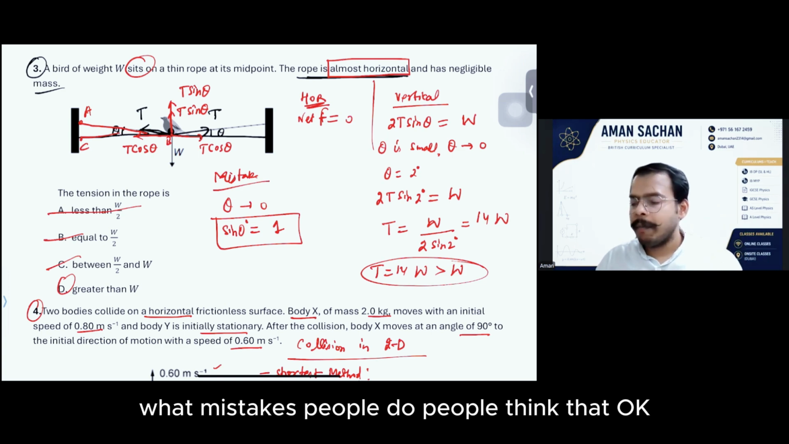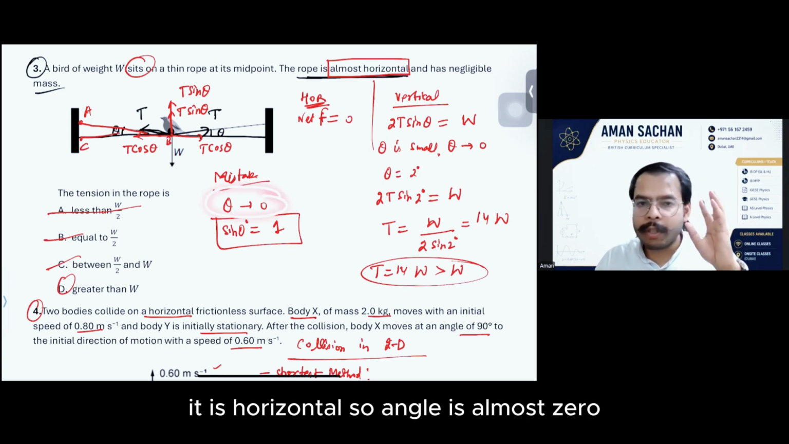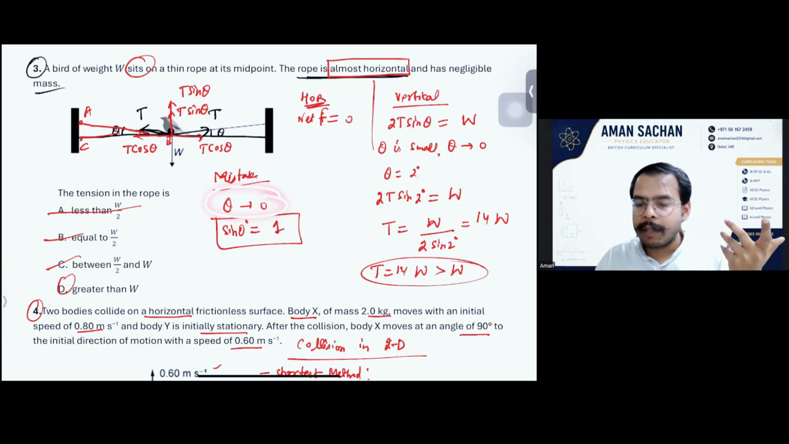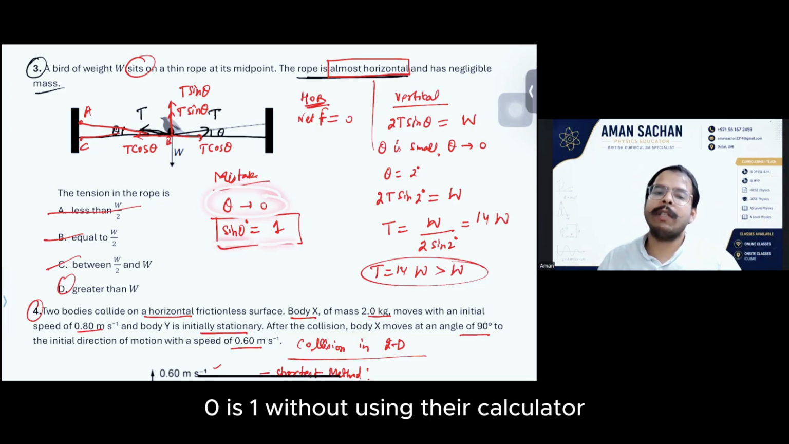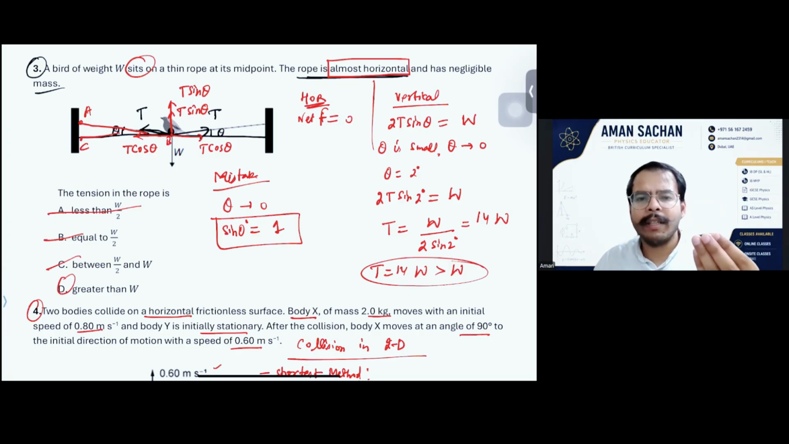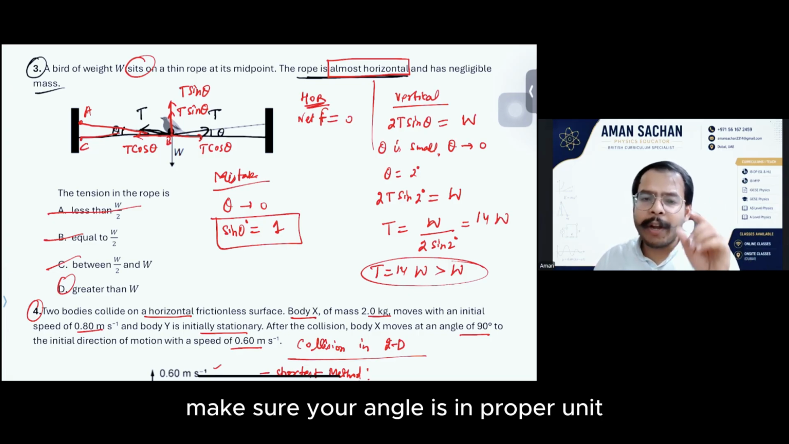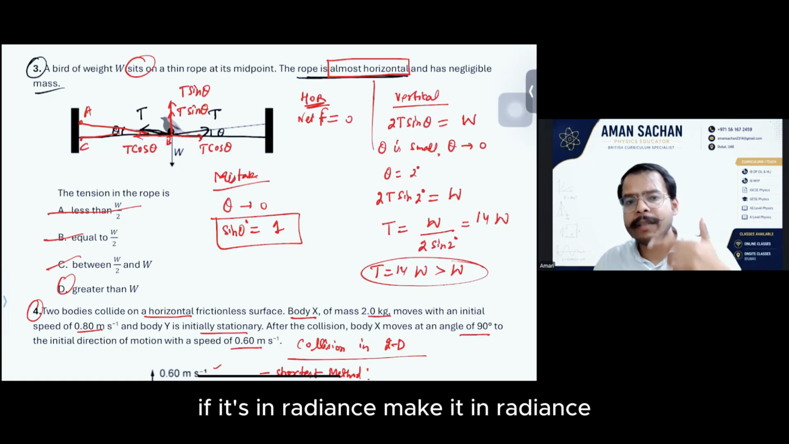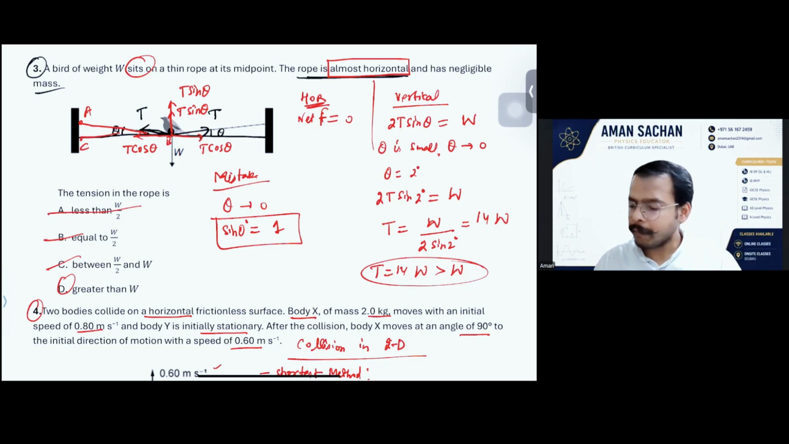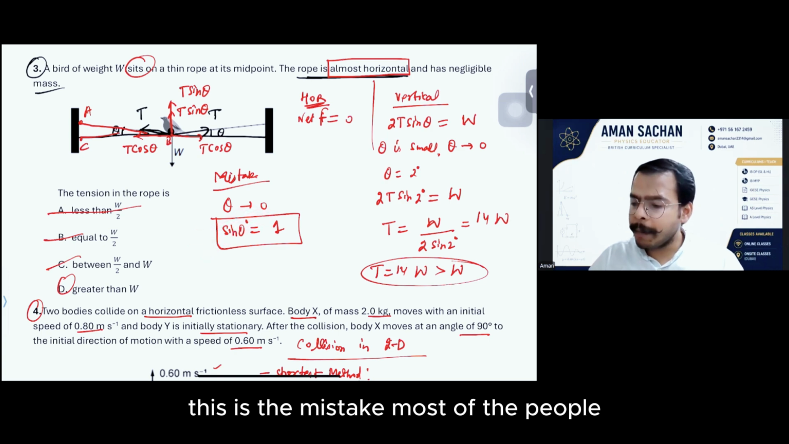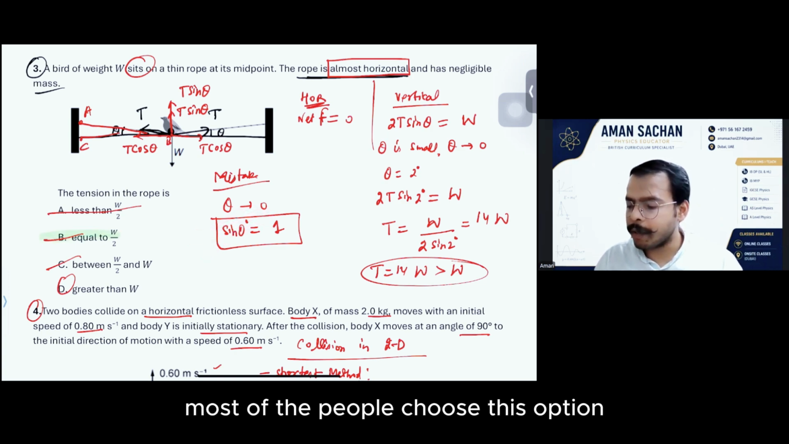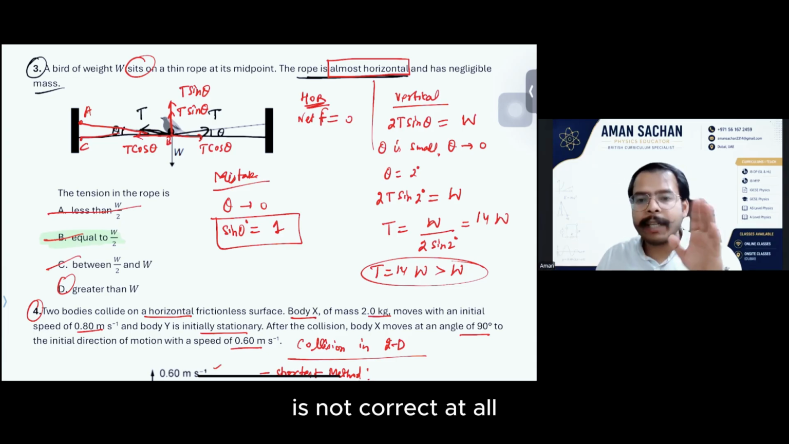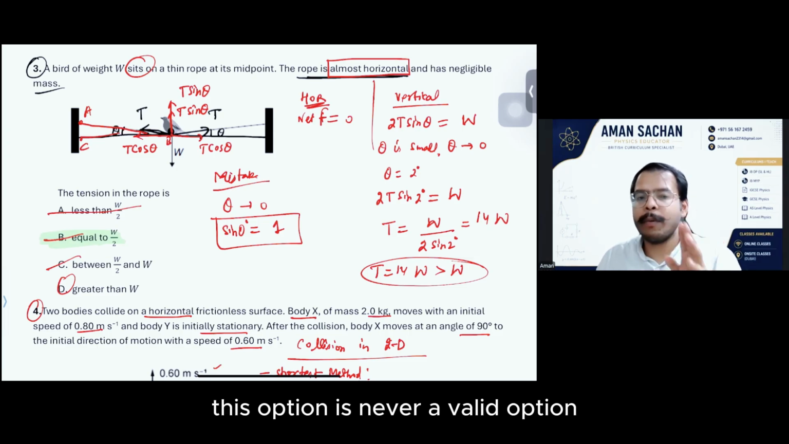What mistakes do people make? People think, okay, it is horizontal, so the angle is almost zero. Either they put zero, and it is not defined so you will not get the answer, or sometimes they say sine 0 is 1 without using their calculator. Use your calculator, yeah. And make sure your angle is in the proper unit. If right now we are talking about degrees, it should be in degrees. In some questions, if it's in radians, make it in radians. Understood? This is the mistake. Most of the people choose this option. This option is not correct at all. This option is never a valid option here.